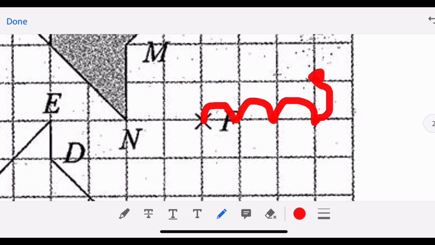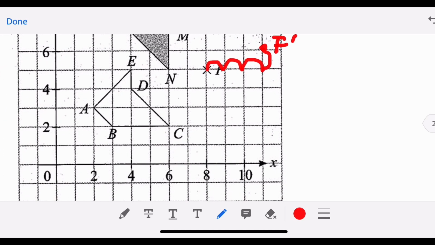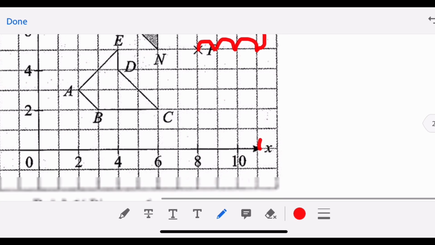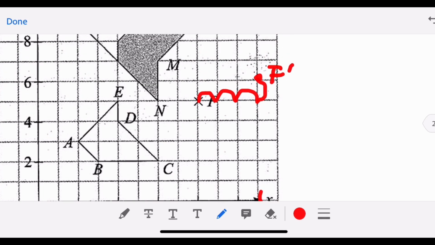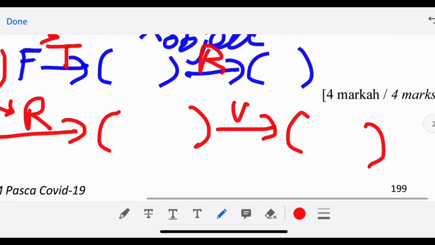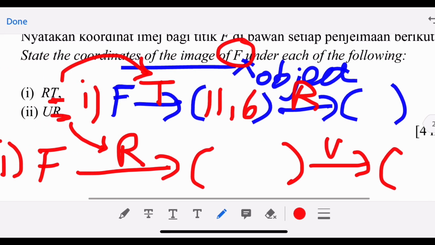3 means moving to the right 3 steps. 1 means moving upward 1. So you will get the answer for the image of the F, which is, now we need to read carefully, that is 11. Followed by, you go to the y-axis, read the y, which is 6, right? So make sure you read carefully. So the answer is 11, 6.